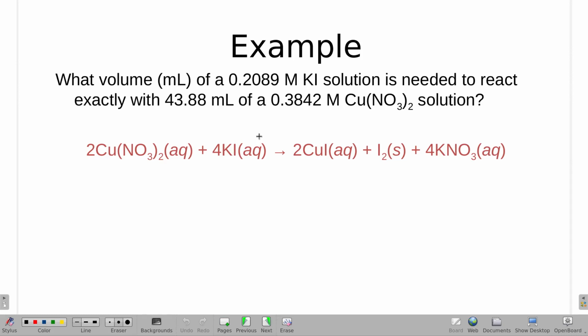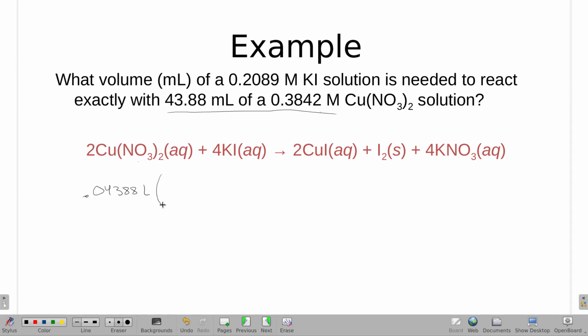Alright, one more of these just to see some more practice. So we want to know what volume of a 0.2081 molar potassium iodide solution is needed to react with 43.8 milliliters of a 0.3842 molar solution. Alright, we're going to start with these two because we know both aspects. We have a concentration and a volume for one substance. So I'm going to start by changing the 43.8 milliliters into 0.0438 liters.